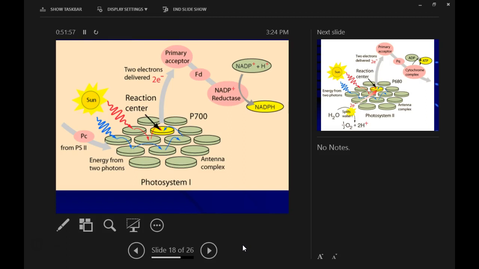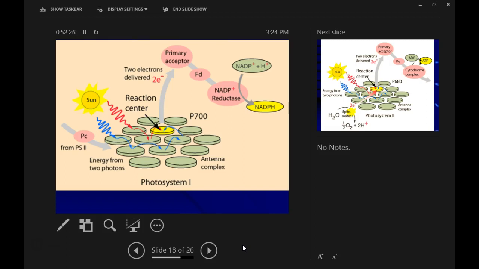Now, we have a problem. What is P700 missing now that the electrons are gone? Electrons. We have to replace them for this to keep working. So we've lost 2 electrons. We're going to have to replace those so we can do this again.